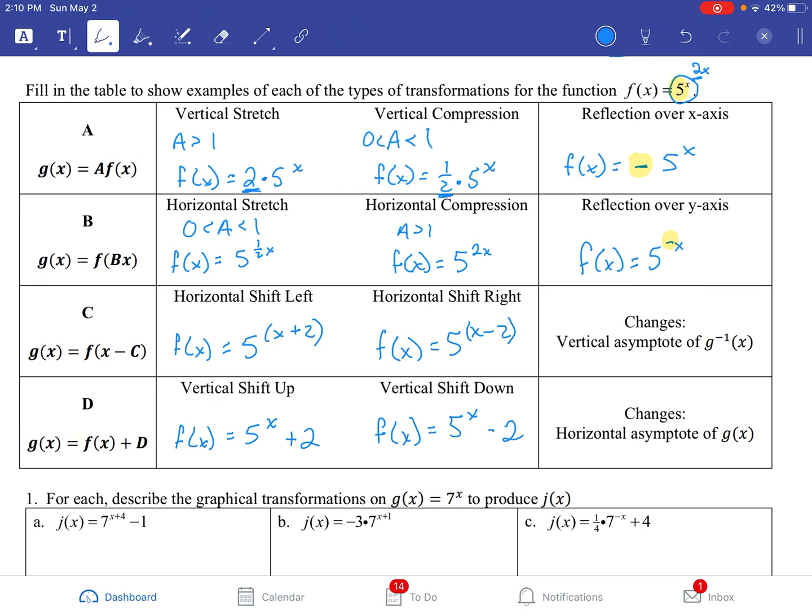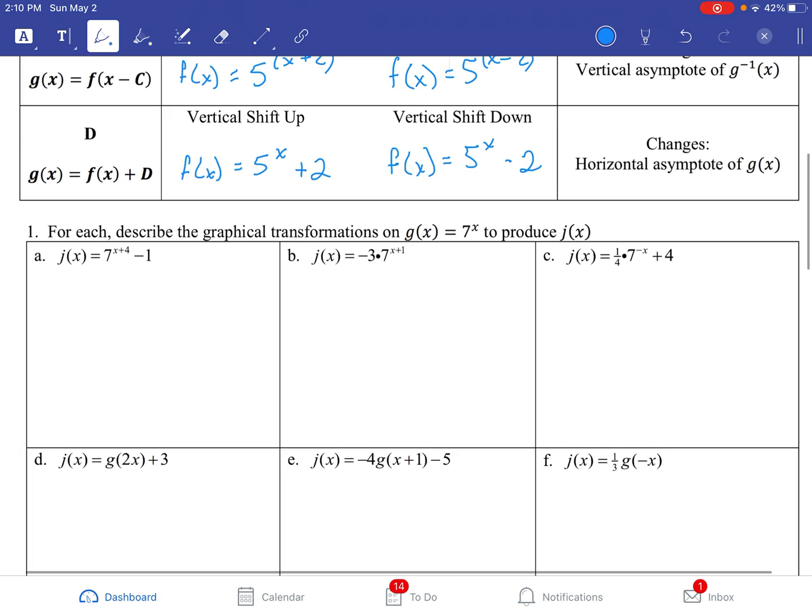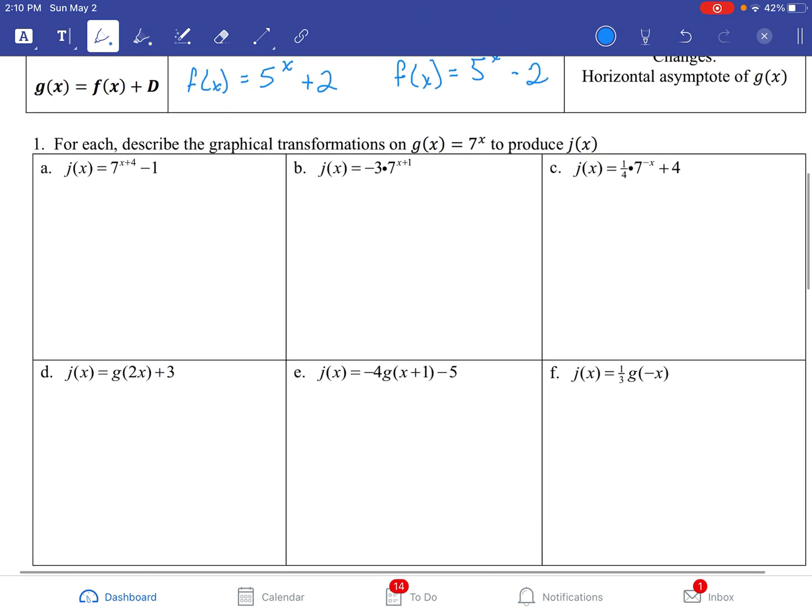Okay. Now this vertical shift is going to change your horizontal asymptote of this function. Remember this function, if it's increasing or decreasing, has a horizontal asymptote at y equals 0, which is the x-axis. If you're shifting your graph either up or down, it's going to change your horizontal asymptote. Okay, so let's now look at some of these and see how they look as transformations in your equation.